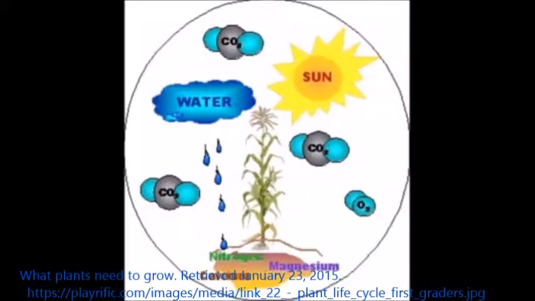This diagram shows that plants need sunlight, water, and air or oxygen and carbon dioxide to grow. They also need nutrients from the soil such as nitrogen, calcium, and magnesium, as shown in this picture. Plants use these things to grow. Each plant part helps the plant meet its needs.